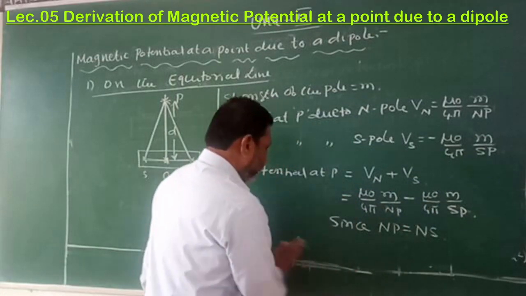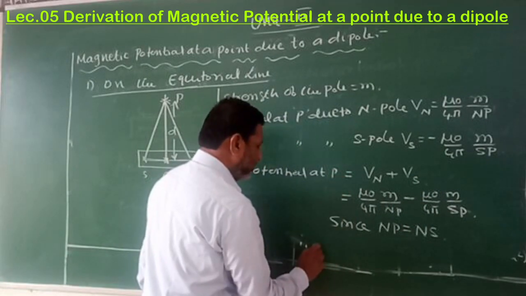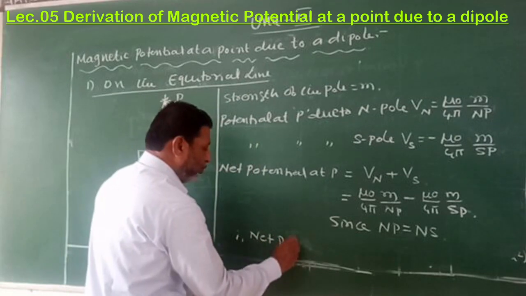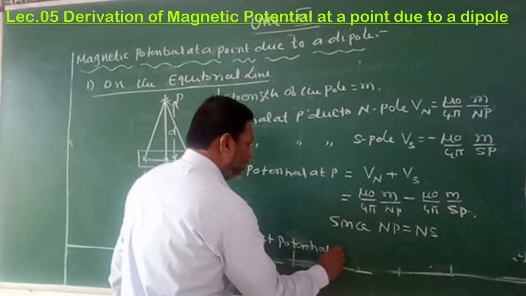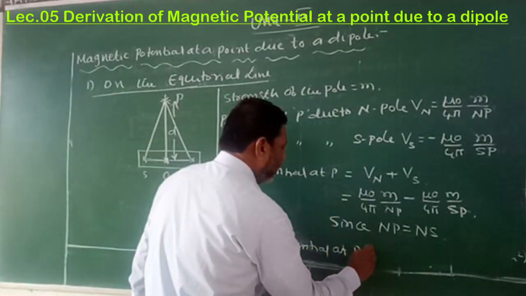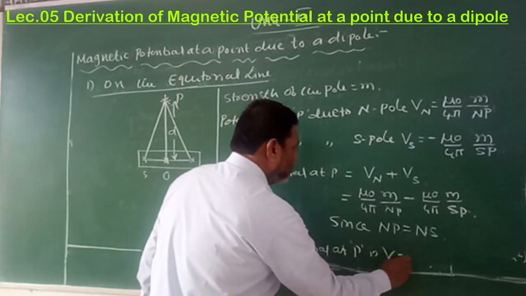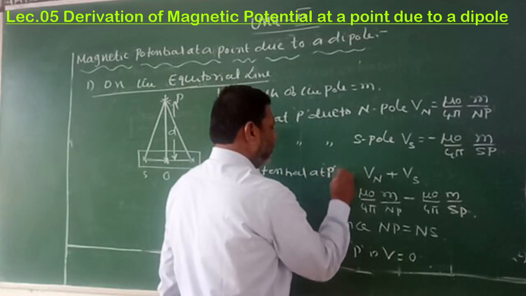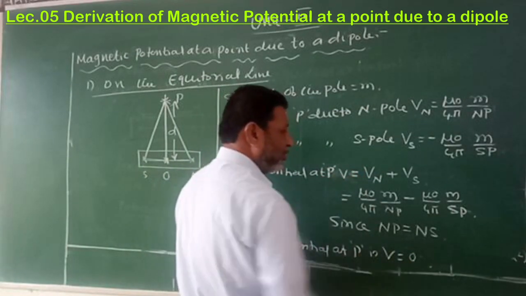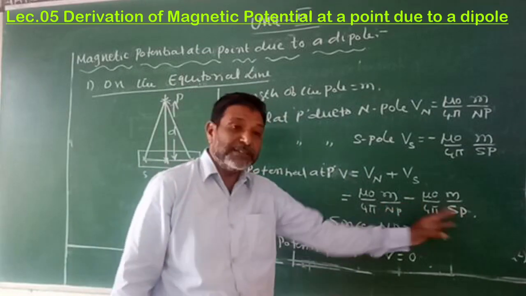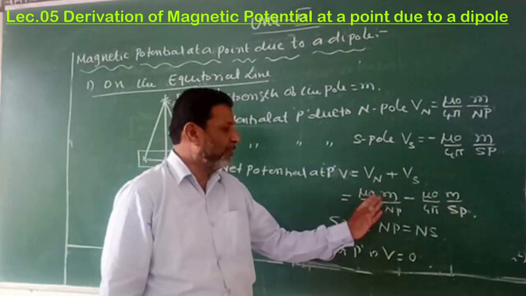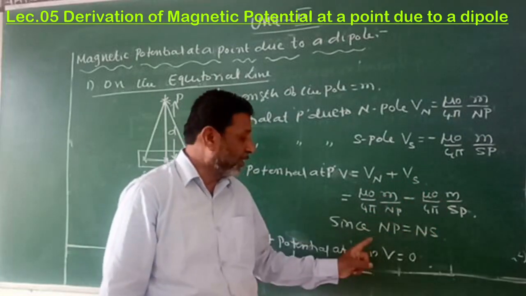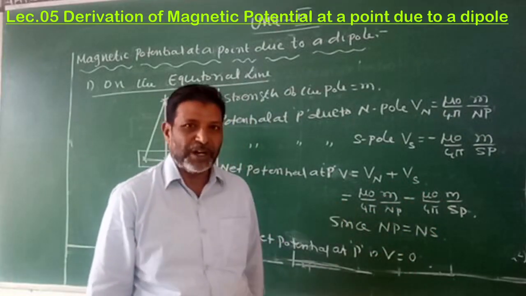Therefore, the net potential at P is V equal to 0. This is equal to 0 because the distance is the same, so this value is equal to this value. Hence, one is positive and the other is negative, so you will get 0.